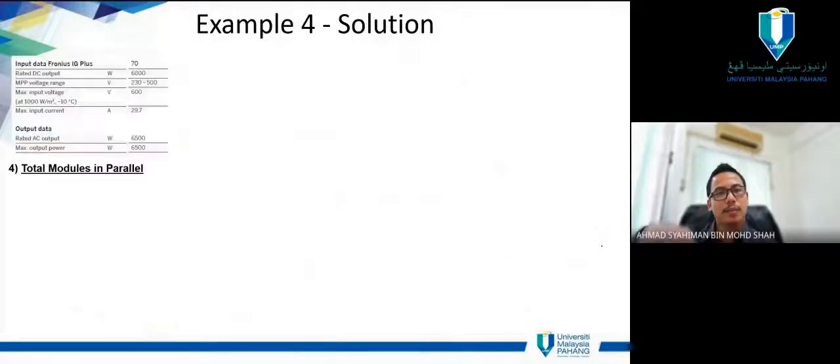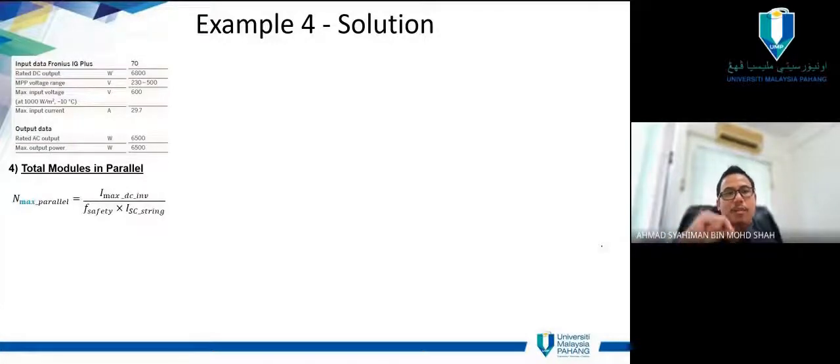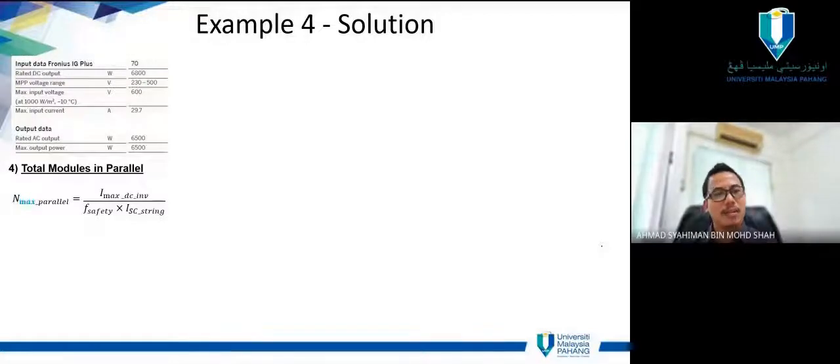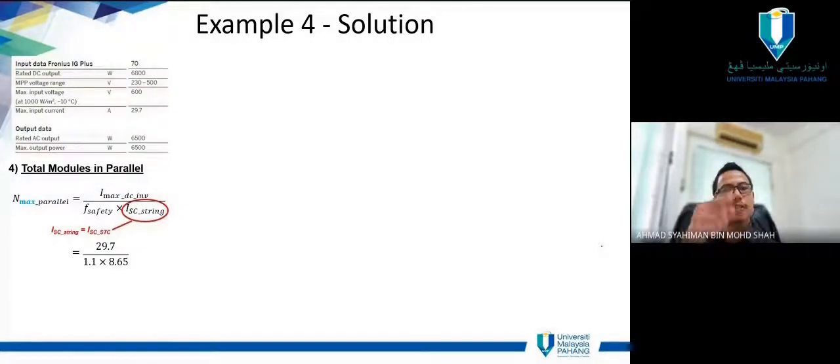Then kita proceed pada total modules in parallel. Bunyi equation tadi tu maximum number parallel, atau ingat ada maximum expectation jadi round down ke round up? Round down. Maximum round down, minimum round up. Boleh? So ni IC string sama dengan IC STC. Lepas tu yang ni sebab kita pilih 70 lah. Kita pilih modul 70 tu. So dekat sini lah.